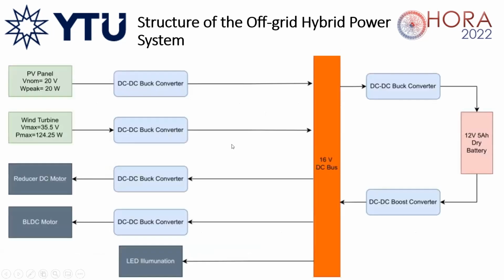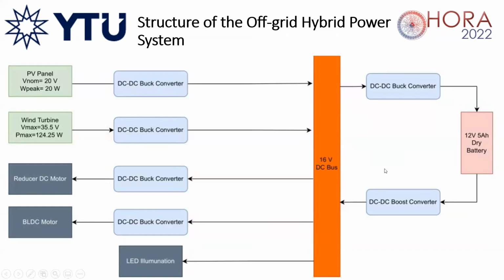So let's start with the structure of the off-grid hybrid micro power system. Here is our fundamental system schematic, as you can see. We have two different power sources, a PV system and wind power. The PV panel parameters are 20 volts maximum and 20 watts maximum power. The wind power parameters are 35.5 volts and 124.25 watts maximum power value.